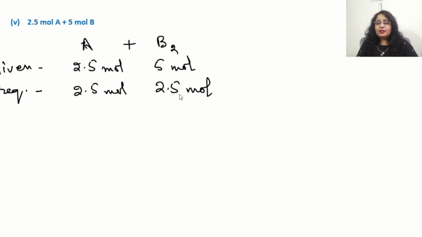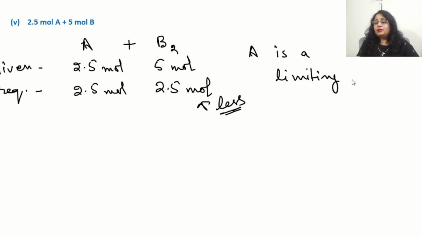Now here we can say the required quantity is less than the given quantity. The required quantity is 2.5 and the given quantity is 5. It means B2 is in excess. If B2 is in excess, then it is not able to determine the quantity of the product. Then the other reactant, that is A, will be the limiting reagent. A is a limiting reagent.